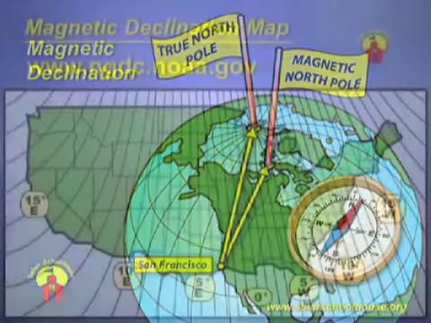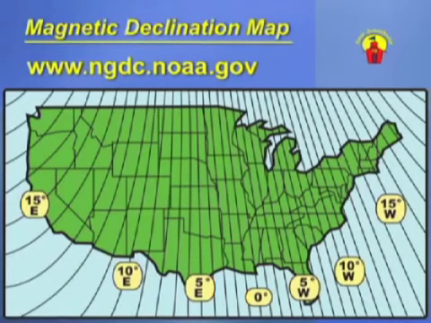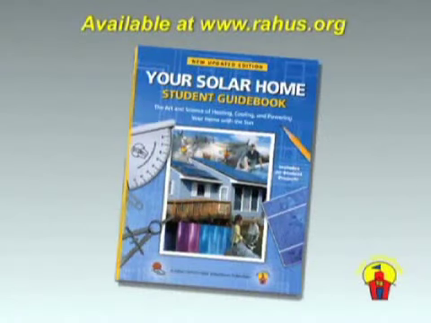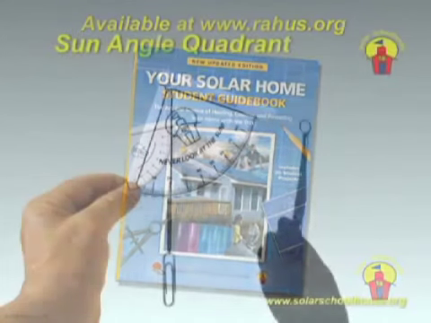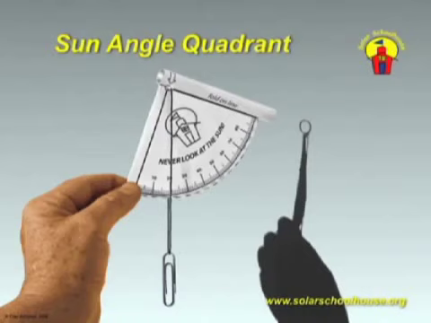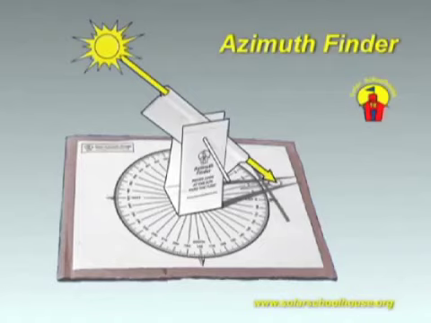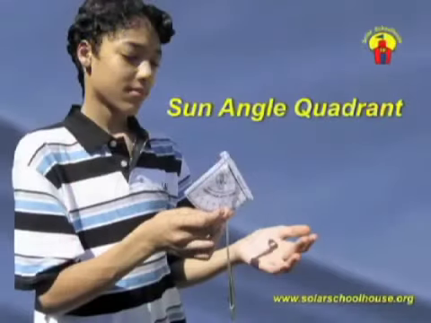The United States government has magnetic declination maps available online on the National Oceanic and Atmospheric Administration web address shown here. These maps are updated regularly because the position of the magnetic North Pole is slowly moving. The Rahus Institute publishes the Your Solar Home Guidebook. It has complete directions for using these maps to find true north with a compass and is available at www.rahus.org. The guidebook also includes templates and instructions for simple projects for measuring the sun's altitude and azimuth. The templates are photocopied and then cut out and folded to make inexpensive tools for plotting the sun's position. You can check your actual measurements against your sun path charts.